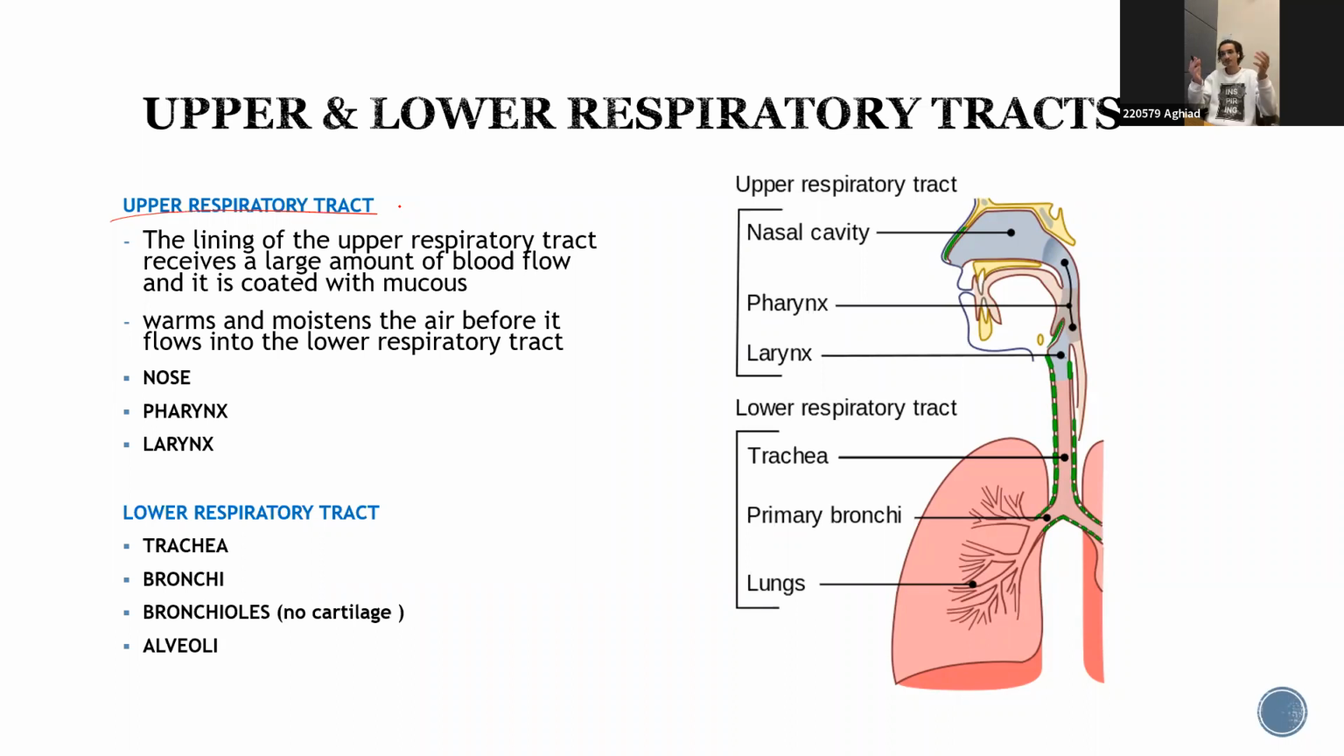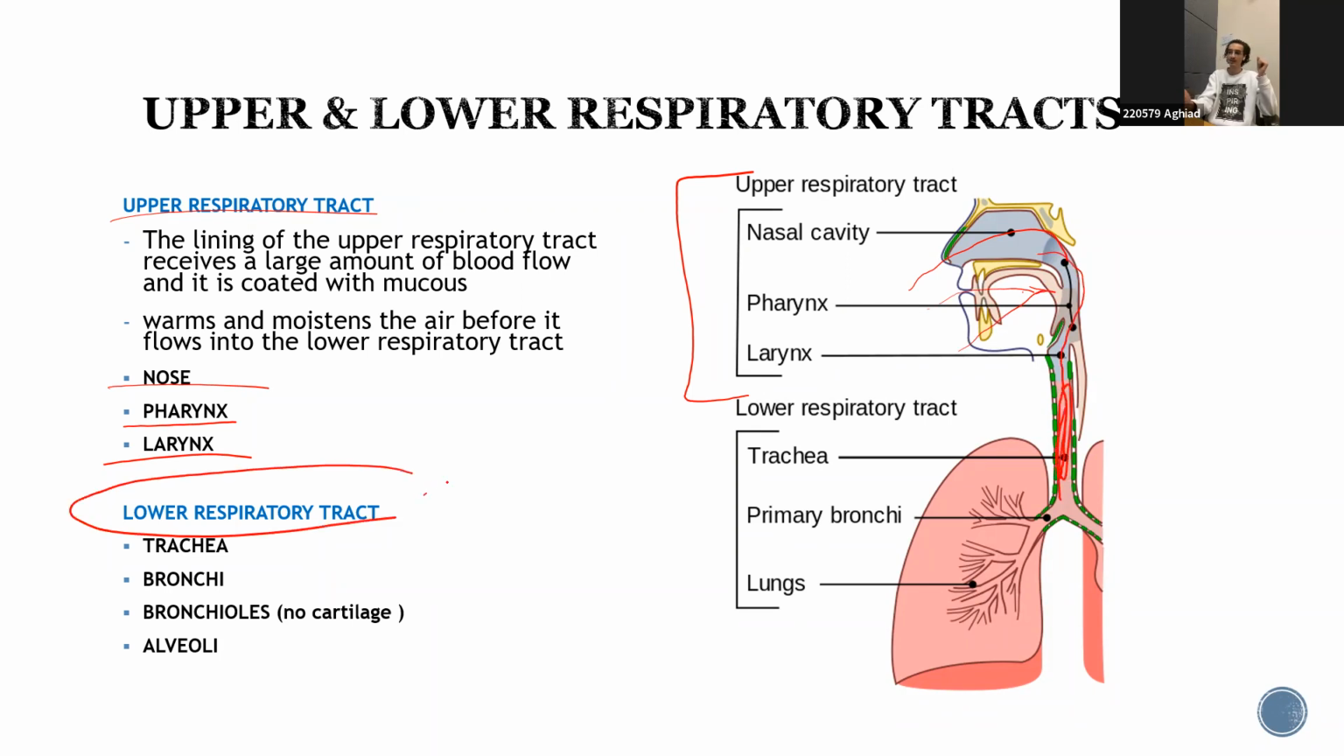It's very important. The upper respiratory tract includes the nose, pharynx, and larynx. As you can see here, air goes in either from here or from the oral cavity, and then towards the larynx, and then to the trachea, where we get to the lower respiratory tract. That includes the trachea, bronchi, and bronchioles. These divisions you'll learn more about in later subjects in anatomy and histology.